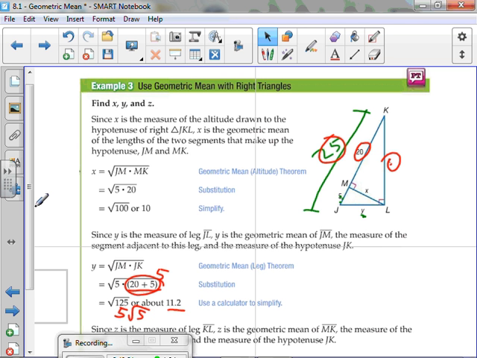Now we are going to practice what we have just done, with both of these triangles. If you can find x, y, and z in both of these triangles, then you're pretty good for this lesson.